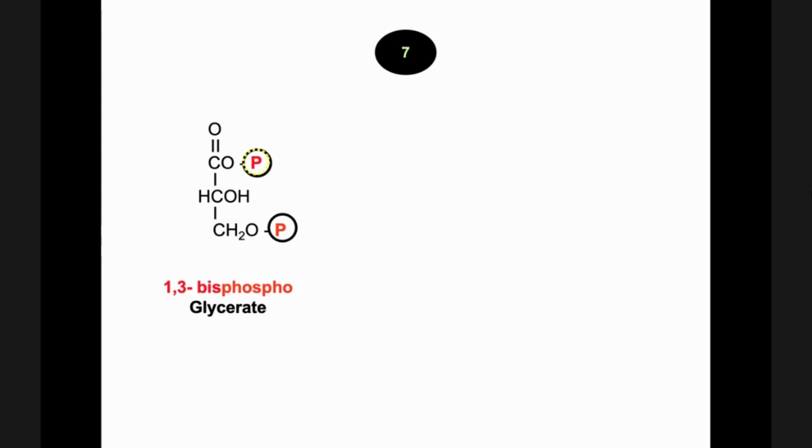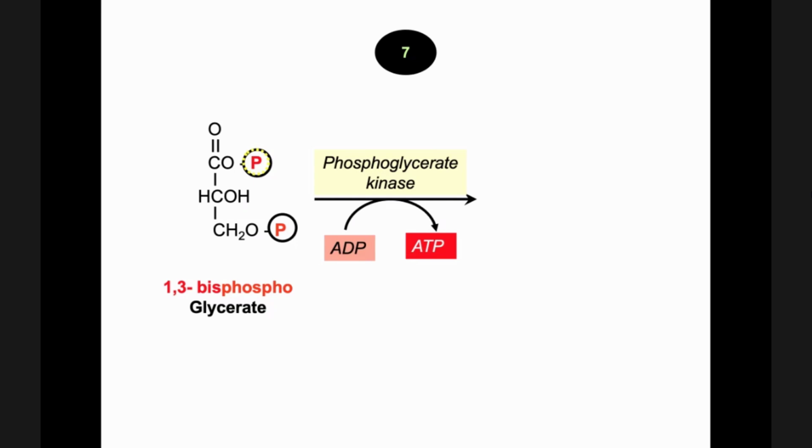And then the 1,3-bisphosphoglycerate, in presence of phosphoglycerate kinase, 1 phosphate will be hydrolyzed and will go to the ADP to produce 1 ATP. So what is the enzyme that's responsible to rephosphorylate the ADP to form ATP? It is the phosphoglycerate kinase, and this will change the 1,3-bisphosphoglycerate to only 3-phosphoglycerate. Okay, we only have now 1 phosphate group.